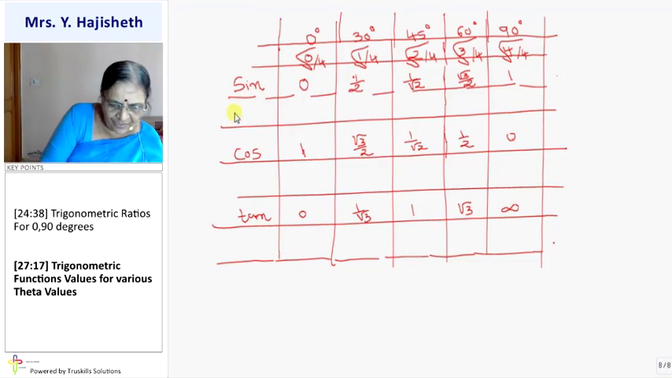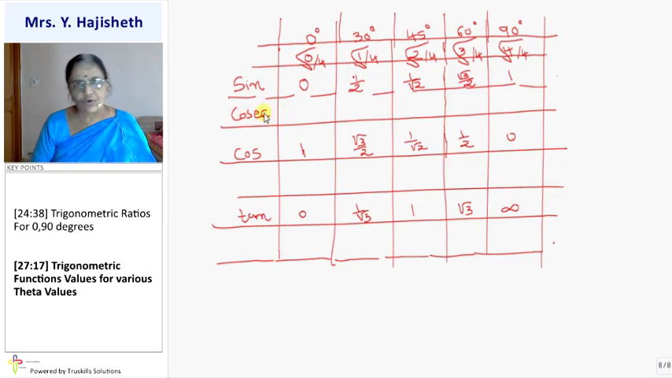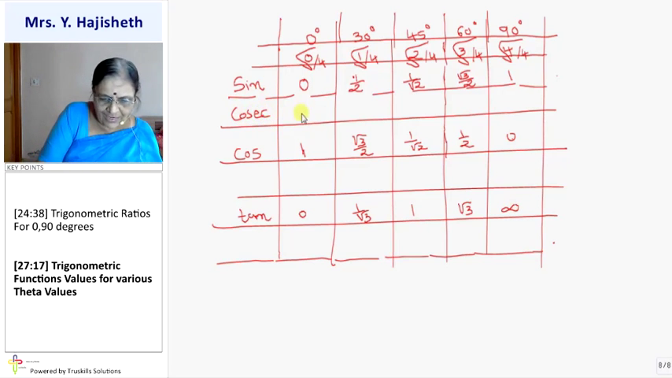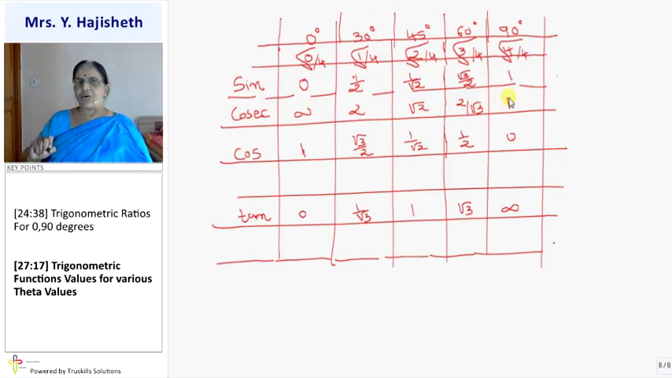Now the remaining 15 values, for cosec. Cosec is the reciprocal of sine. So the reciprocal of 0 is infinity. The reciprocal of 1 half is 2. The reciprocal of 1 by root 2 is root 2. This is 2 by root 3 and this is 1. So I got the cosec of 0, 30, 45, 60 and 90 in this table.